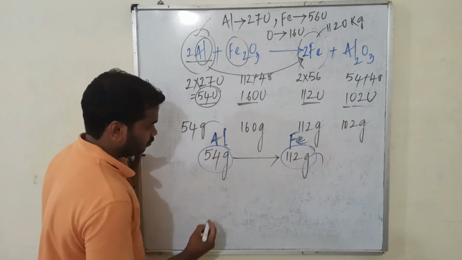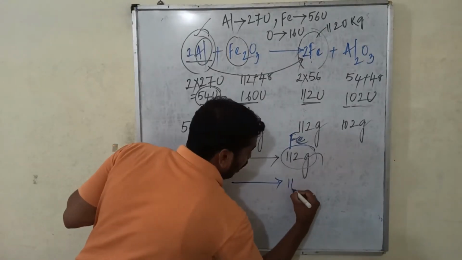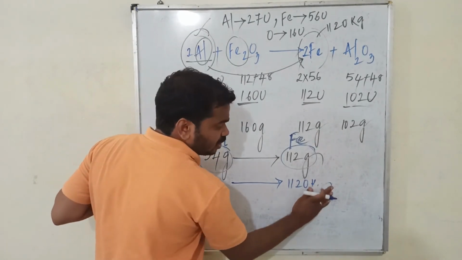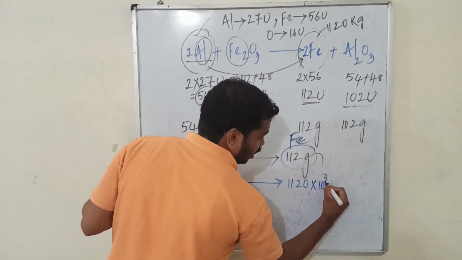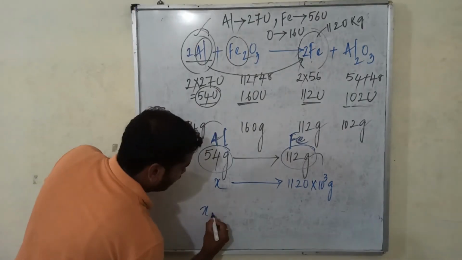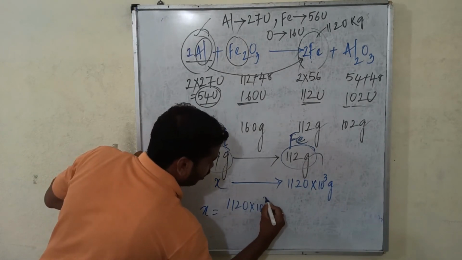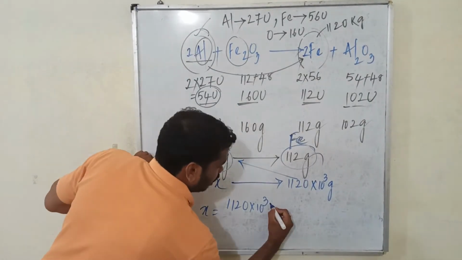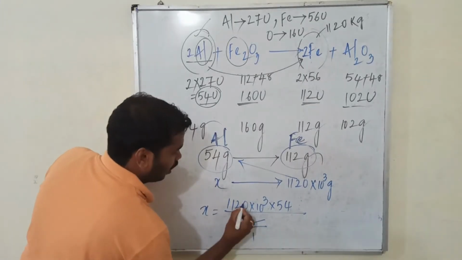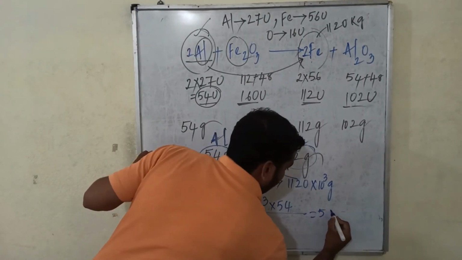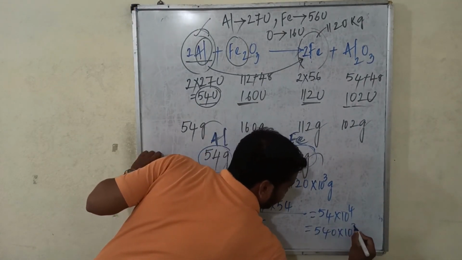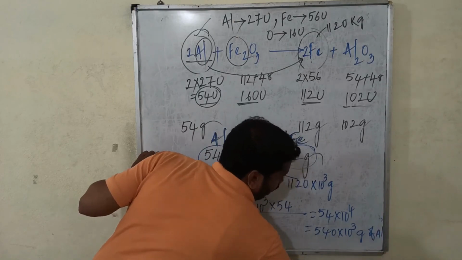Now you see, you want to get 1120 kg of iron, right? So let me convert this into grams simply by multiplying with 10 cube. 1 kg would be 1000 grams, right? That is how. Let me take this as x. X is equal to 1120 into 10 cube, multiplied by 54 divided by 112. Ones, tens. 54 into 10 power 4, that can be written as 540 into 10 cube grams of aluminum.